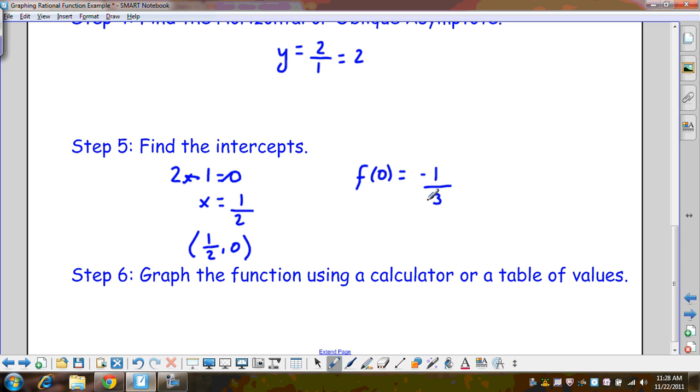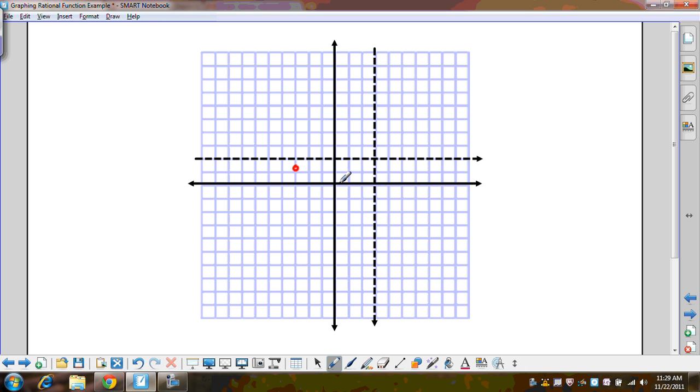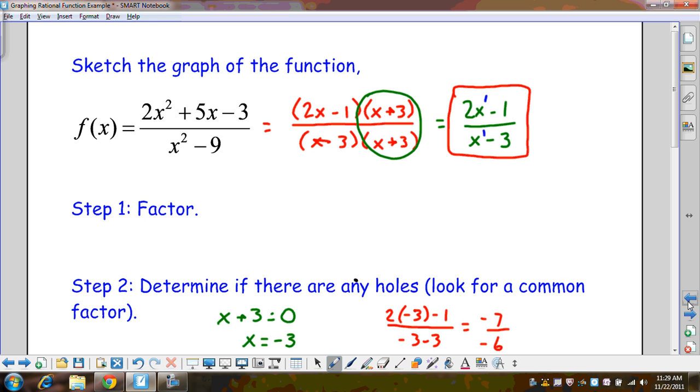And now I'm ready to find x and y intercepts. To find the x-intercepts, you set the numerator equal to 0. Let me go back up and see the numerator. The numerator is 2x minus 1. So 2x minus 1 equals 0. So I get x equals 1/2. And we're going to write that as a point, so 1/2 comma 0.